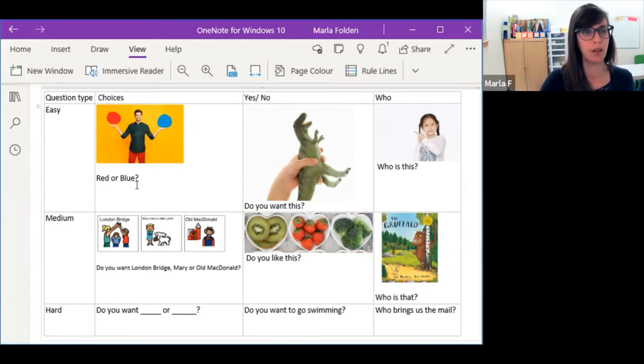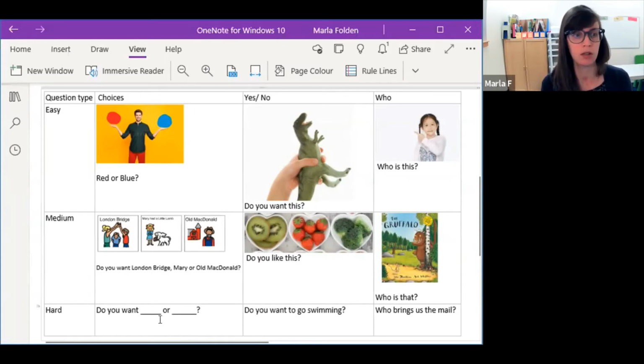This moves up to be a little bit more complicated in this medium level when we use things like drawings. Do you want London Bridge, Mary Had a Little Lamb, or Old MacDonald? So presenting things on a visual strip or drawn out on a paper, that's a little bit harder than the actual concrete object, because the student needs to interpret that drawing to mean the actual object or actual song, that kind of thing. The hardest form of choice questions are the ones where we don't provide a visual at all.